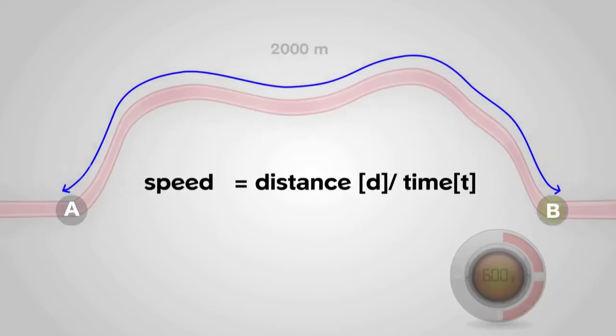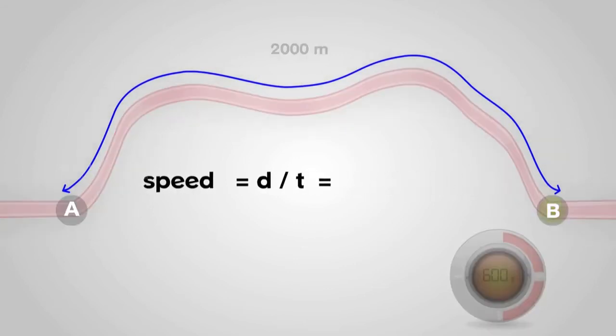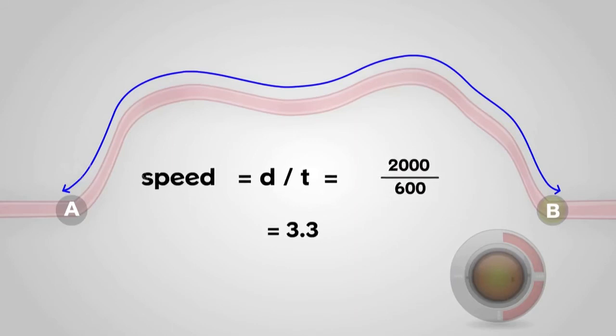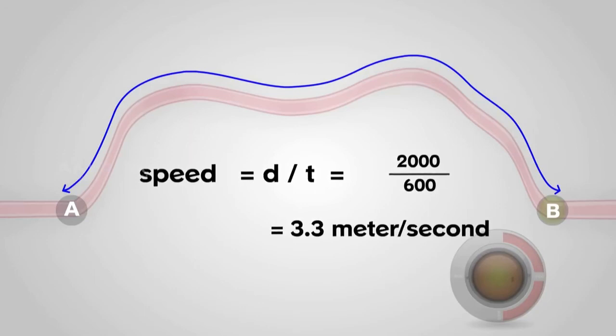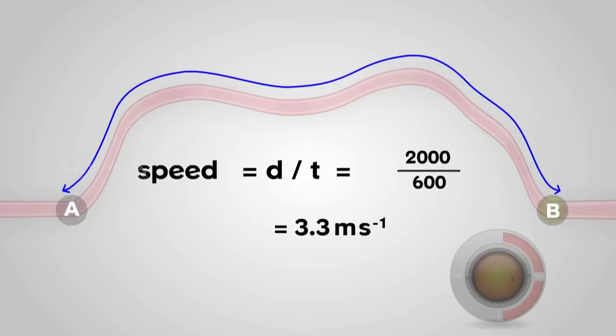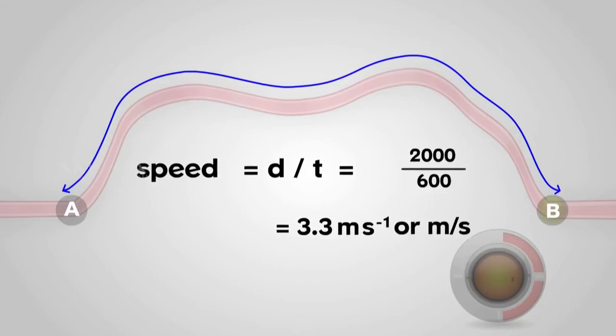Speed is equal to distance d by time t. 2000 by 600 is 3.3. The SI unit of speed is meter per second. This is represented by the symbol ms^-1 or m/s.